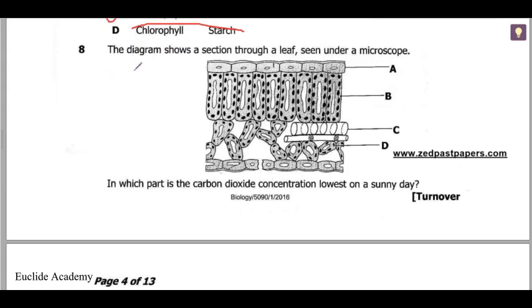Question 8. The diagram shows a section through a leaf seen under a microscope. So this is the structure of a leaf. I think most of us did this. It is a very common lesson.